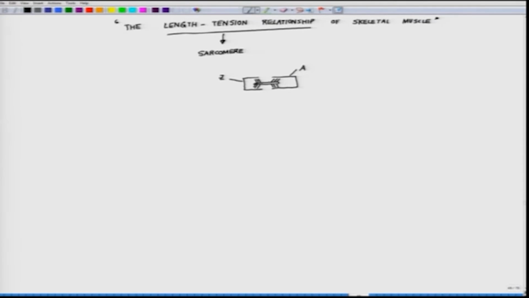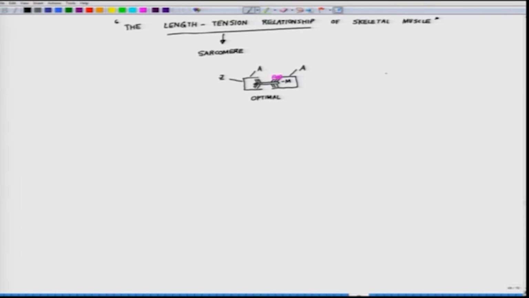Fine. This is one possible configuration. The other configuration could be when it shortens. Say, for example, it shortens out. So, if I call this the optimal position, where you have this situation, when it shortens out, what will happen? These are the actin filaments, this is the A, and this is your myosin, and this is the myosin head. Let me just put it in pink. This is where the myosin heads are interacting with the actin filament.